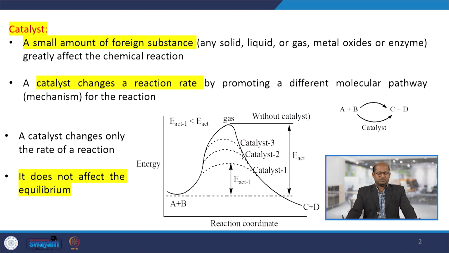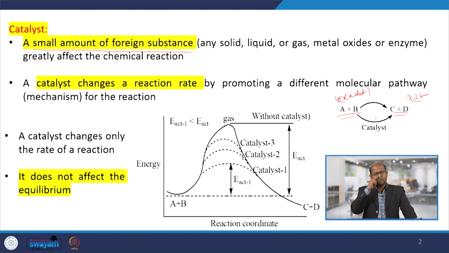A catalyst is a very small amount of a substance that we usually put inside the reactor; it may be in solid, liquid or gas form. It is in the form of metal oxides or enzymes. That actually changes the rate of the reaction. Let us say for a particular reaction, A plus B goes to C plus D, where C and D are the products and A and B are the reactants.